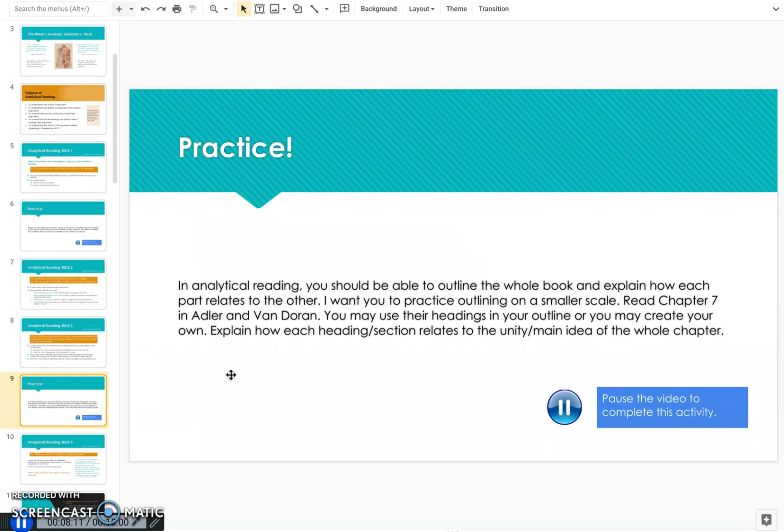All right, so I want us to practice some analytical reading here. So really with this rule, you should be able to outline the whole book and explain how each part relates to the other. But because we haven't read any book in its entirety yet in this class, I just want you to practice it on a smaller scale. So I want you to read chapter 7 in Adler and Van Doren and outline this chapter.